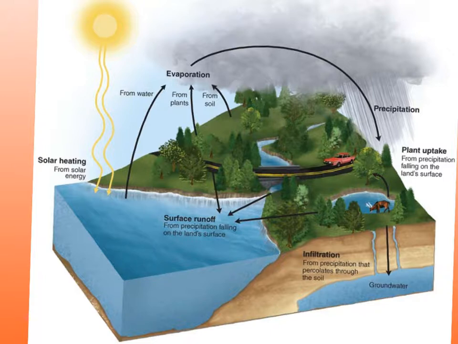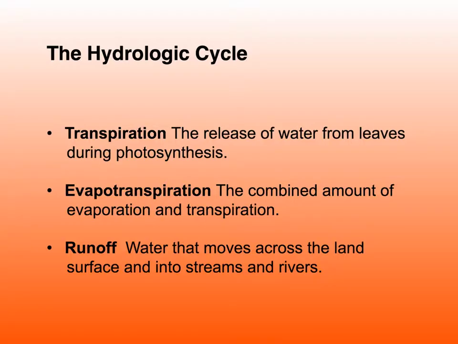You should be able to draw and at least label probably 70% of these things. If you don't remember every single thing, it's probably okay. But let's say you know that it evaporates from soil. You're probably going to know it transpires from plants as well, right? All right. Transpiration, release of water from leaves during photosynthesis. Evapotranspiration, combined amount of evaporation and transpiration. So this is like the total effect of the sun heating surfaces and plants sweating, basically.